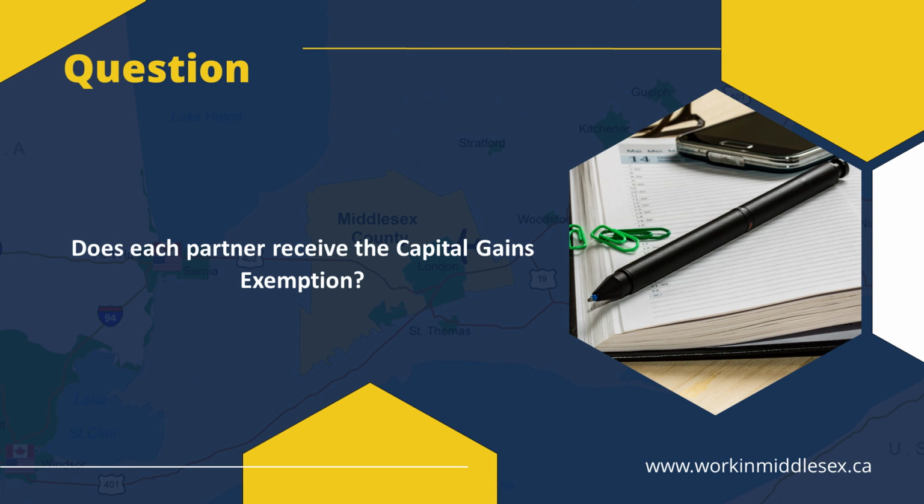Now, when it comes to partnerships and that capital gains exemption amount, does each partner receive that capital gains exemption? Unfortunately, in a proprietorship or a partnership that does not involve a farm, they do not have that exemption. So depending on the value of the business and what your aims are, some businesses consider incorporation for that consideration alone, the ability to take advantage of that exemption.